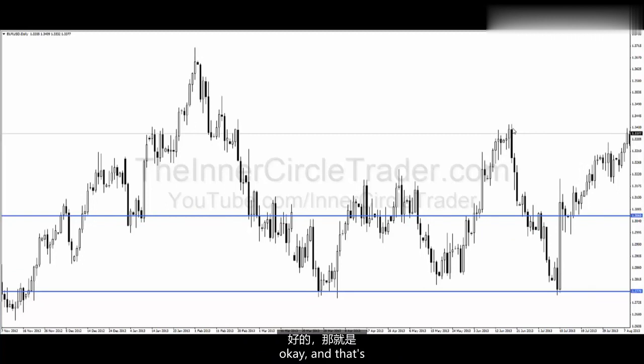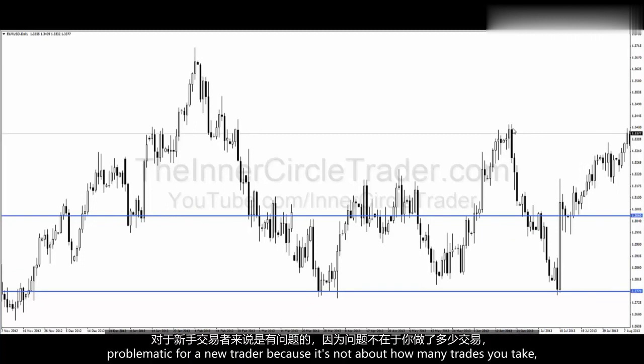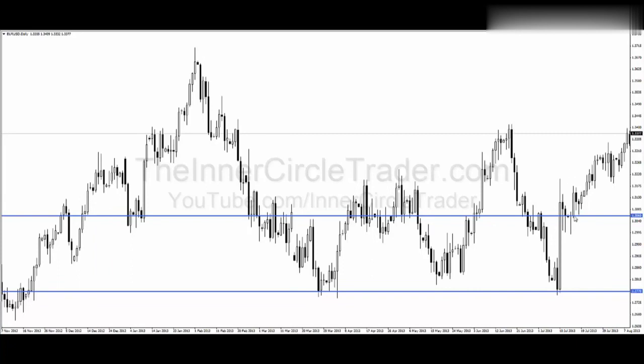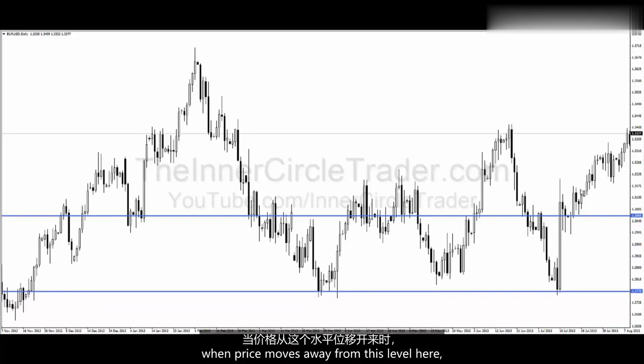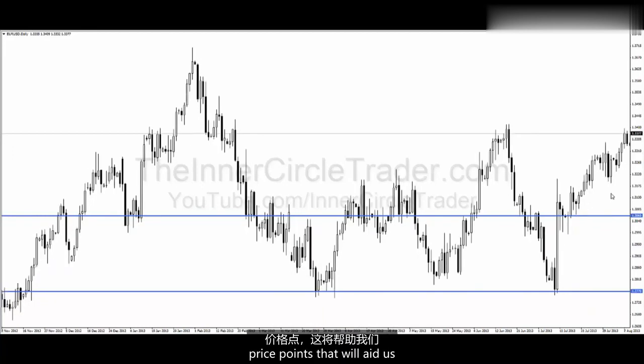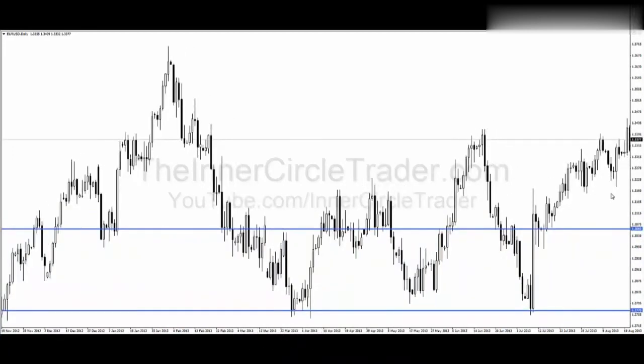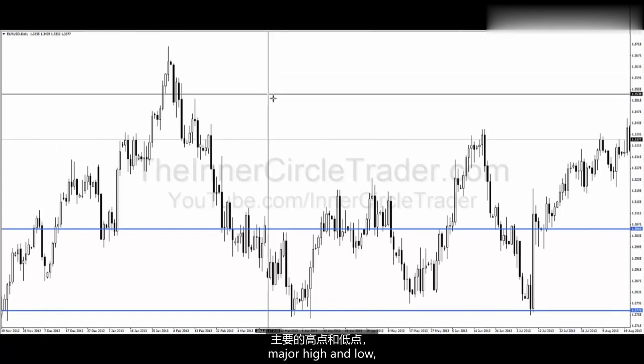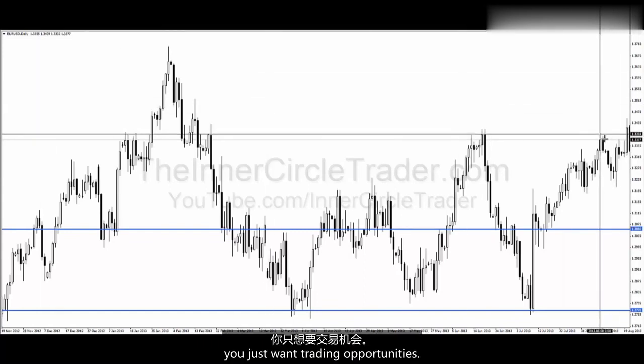Okay, and that's problematic for a new trader because it's not about how many trades you take, it's the quality of the trades that you take. Okay, so now when price moves away from this level here, we could start looking for other specific price points that will aid us in support and resistance. Now these old highs here, price trades right up into them again, and then trades off. Now again, it's not about capturing every single major high and low. You just want trading opportunities.